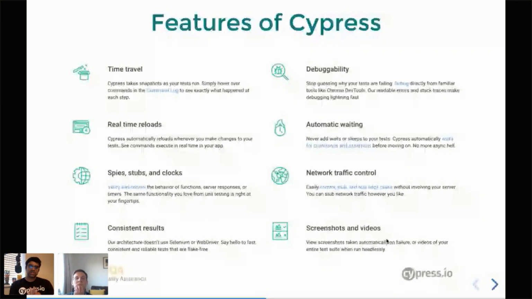And the other feature is spies, stubs, and clocks, which is again majorly used by developers for unit testing purposes. Spies and stubs are used when there is no backend server available, so you can mock the data and do the test automation here. And you have clocks as well, where you can use the date and time feature to do the time travel as well.